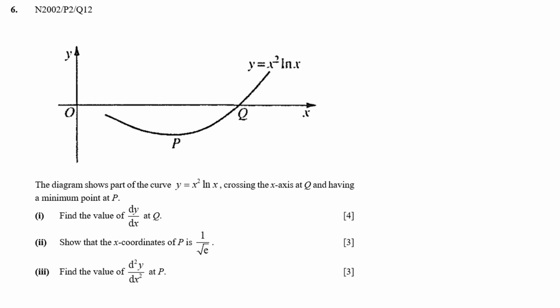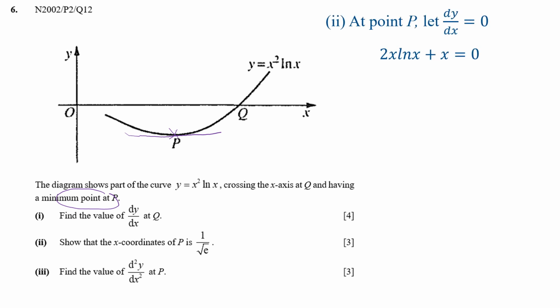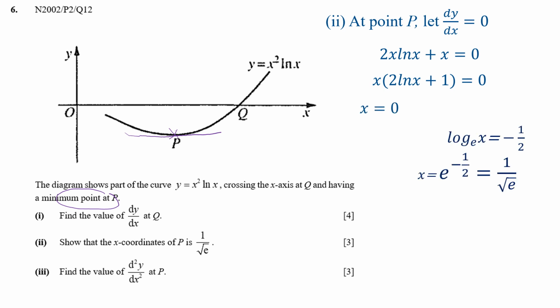It's 1 over square root e. Right, if you look at point P, you are told that it is a minimum point. So if you were to draw a tangent line, that means the gradient of that tangent line is 0. Right, so we're going to let dy/dx equal to 0. So in part 1, we found our dy/dx to be 2x ln x + x. So that equals 0. Factorize a common factor x out. So it's x equals 0, which we're going to reject again because the x coordinate of P definitely is not 0.